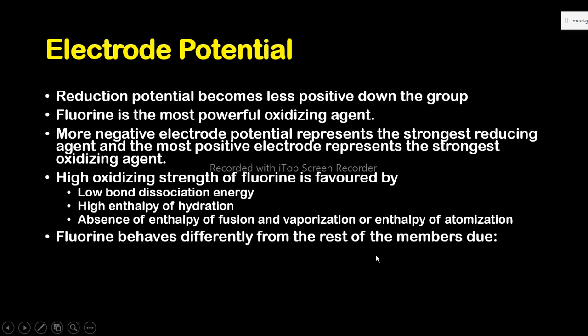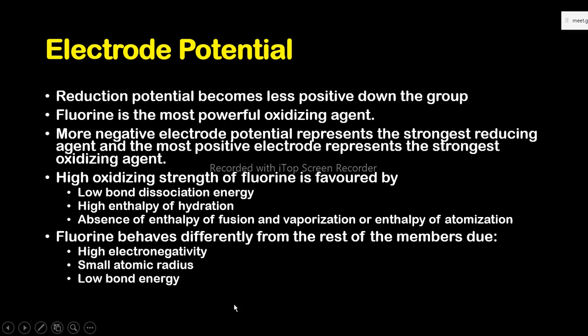Now, why does it behave differently from the rest of the group members? High electronegativity compared to the rest, small atomic radius compared to the rest, which leads to this, and hence, low bond energy compared to the rest. We saw all this from the table. And finally, high electrode potential, which is highly positive compared to the rest.